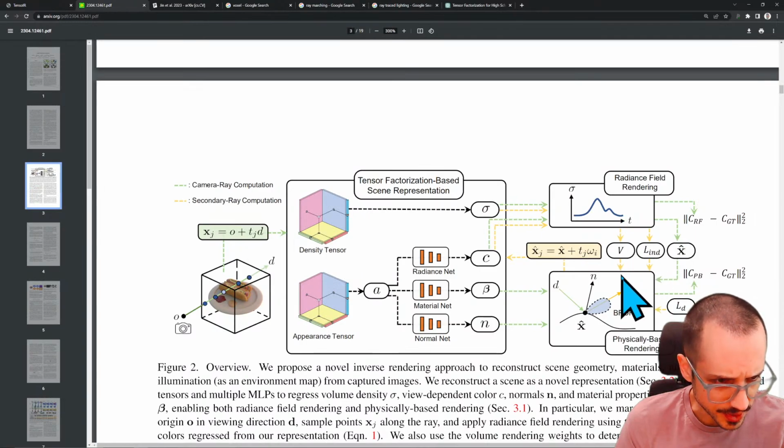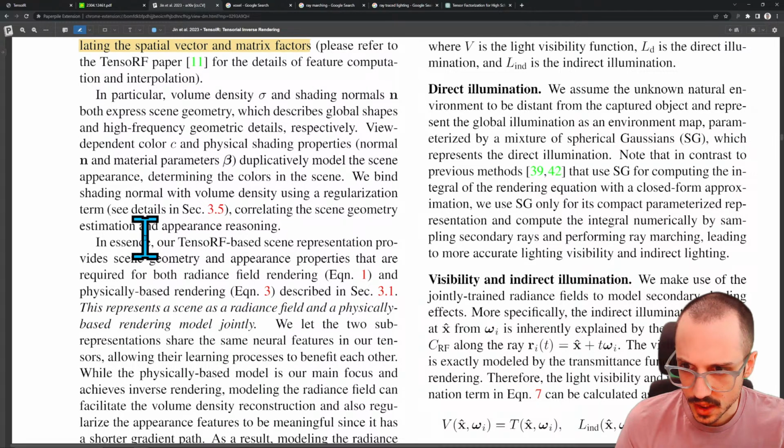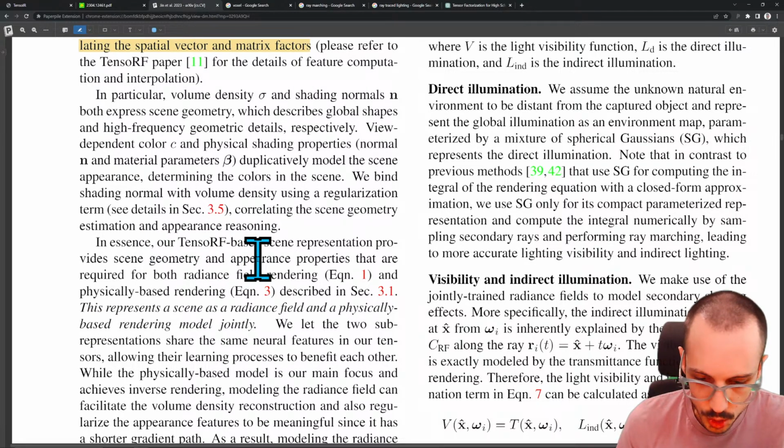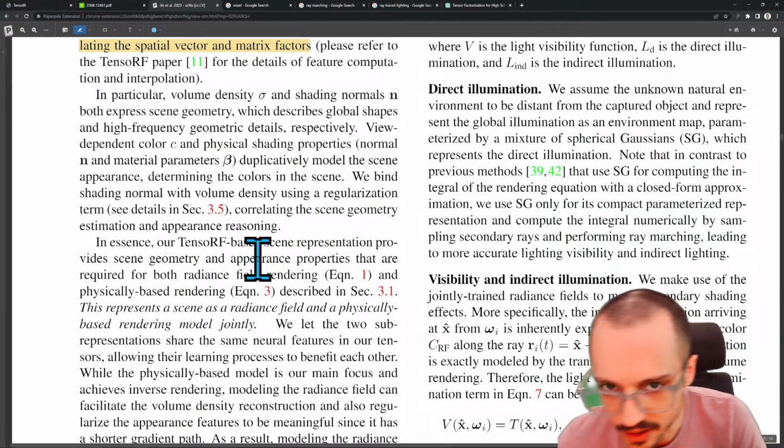So I think here they're referring to the fact that maybe these terms here, this V and this Ln, you can use regularizations from the radiance field rendering for the physically based rendering, and then you can use regularization from the physically based rendering for the radiance field rendering. I think that's probably what they're referring to there. Which is the benefit of using this kind of joint optimization, is that you can use signal from one part of the joint optimization to help the other part of the joint optimization.